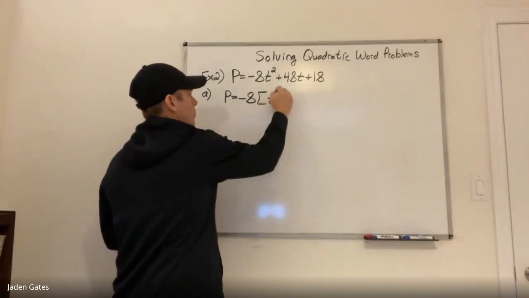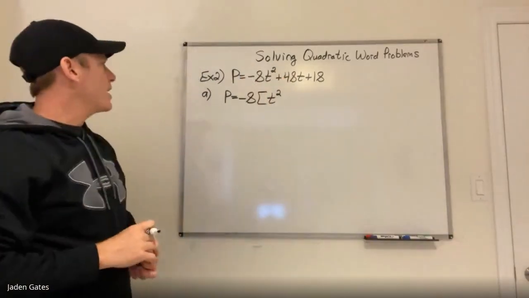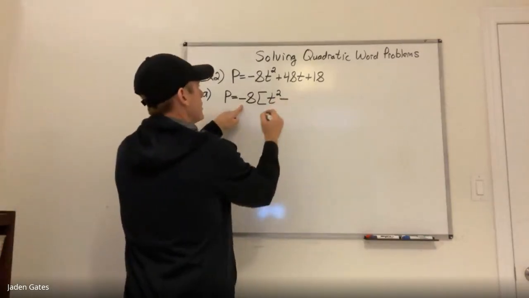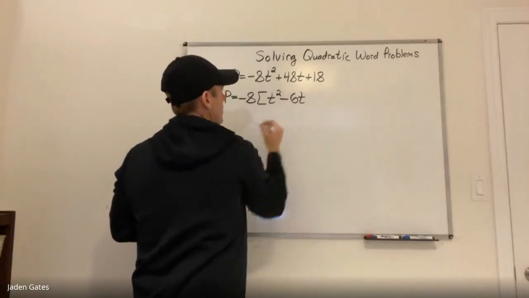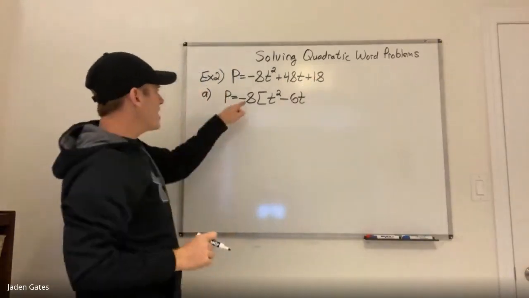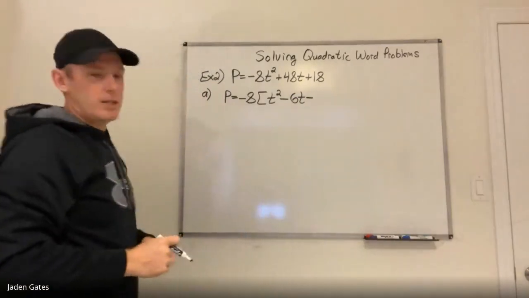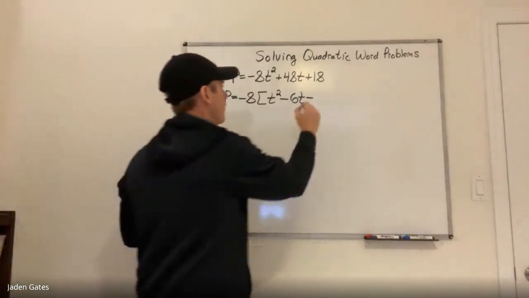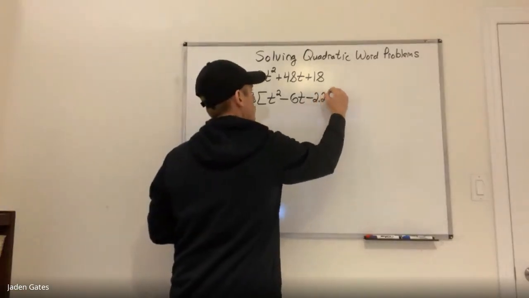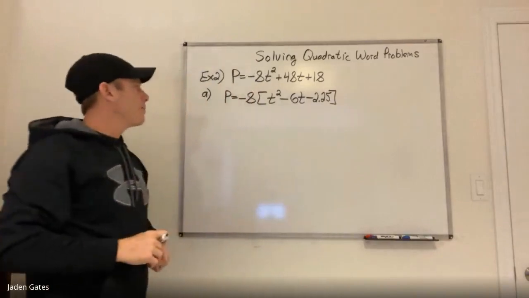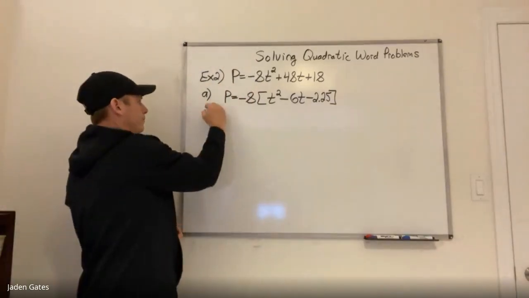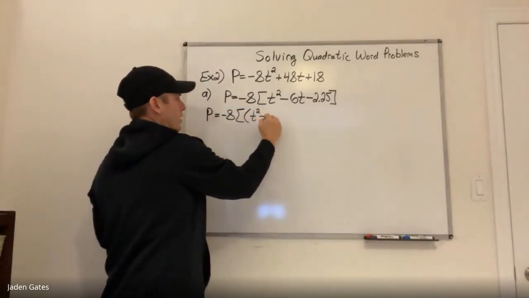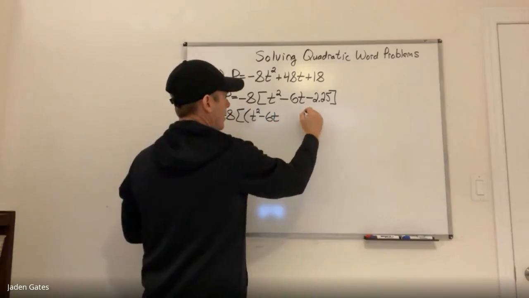So again, there's my t squared. I take 48t and divide it by negative 8. Positive divided by negative is going to be a negative, and I believe it's negative 6t. Then I take 18 and divide by negative 8. That's going to be a decimal. Let's see here, I get negative 2.25. Okay, so now it's time to complete the square. In round brackets, I've got my t squared minus my 6t. Need my magic number.